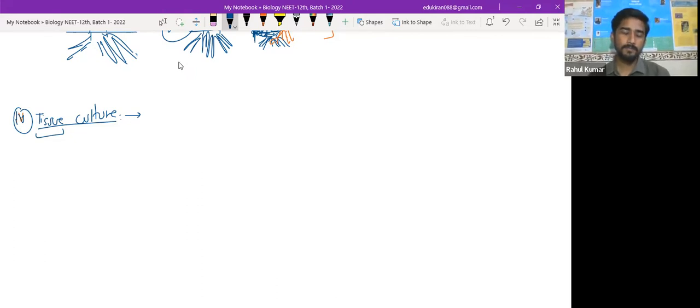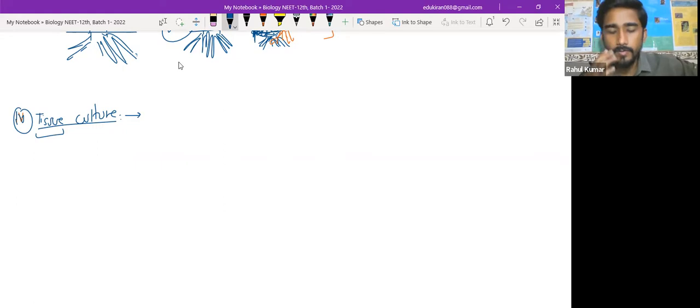So let's first write down what is tissue culture. In this process, plant tissues from different parts are cultured in laboratories. So for tissue culture, you need a laboratory. You cannot do it in soil. A laboratory or even a petri plate. You need a setup for it.